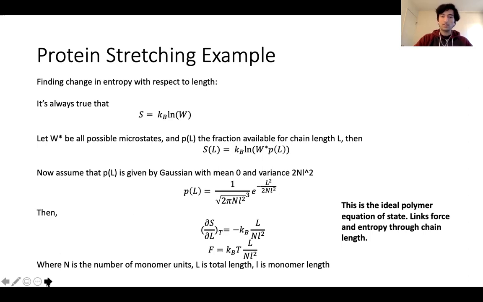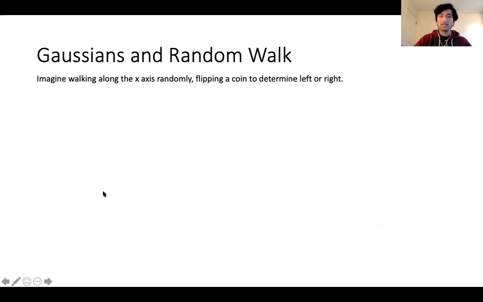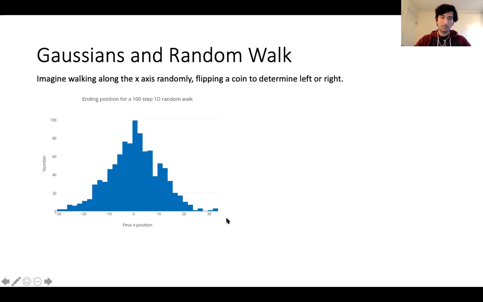Okay, and so the next thing I want to talk about today is the idea of Gaussians and random walk. To start the discussion about what a random walk is, in order to build up to a random walk in 3 dimensions, we can start with something that happens only at the 1-dimensional level, which is just moving along the x-axis. So consider this experiment where you start at the origin and then you flip a coin to determine whether you should move left or right by some constant distance. And if you repeat this many, many times, you end up with a distribution that looks something like this.